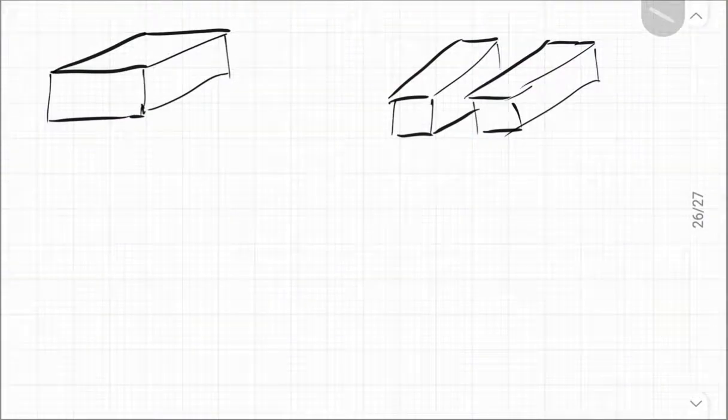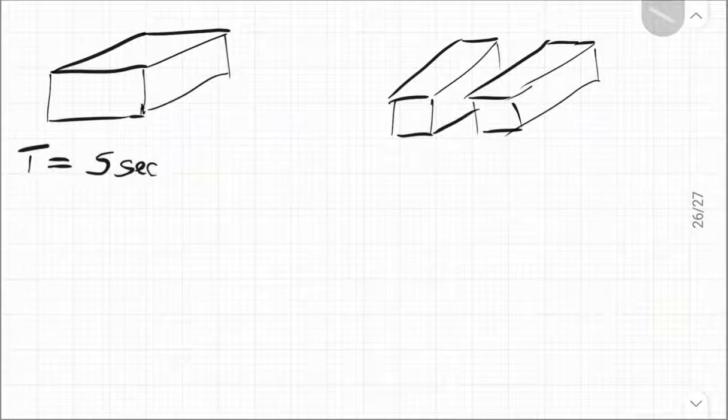Let's assume we have this block of radioactive material, and let's also assume that we know the half-life of the radioactive block, and let's arbitrarily choose that to be 5 seconds. Of course, I just chose it arbitrarily. It could be 10 seconds, it could be 50 seconds, it could be 100 years. So I just chose it to be 5 seconds.